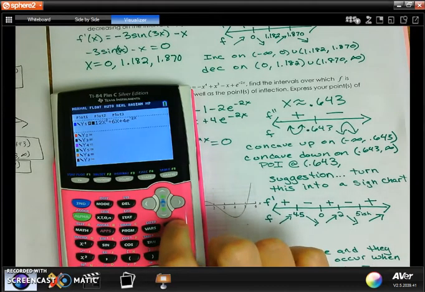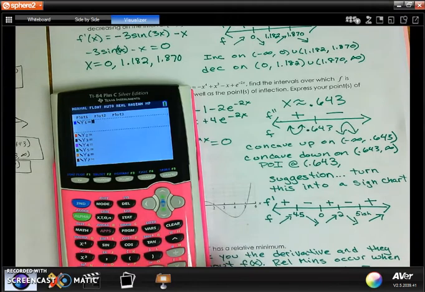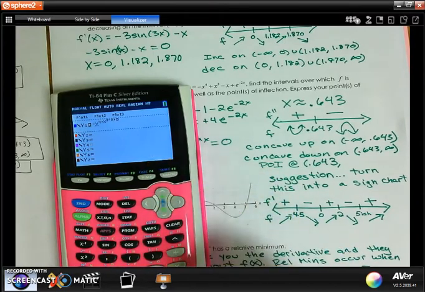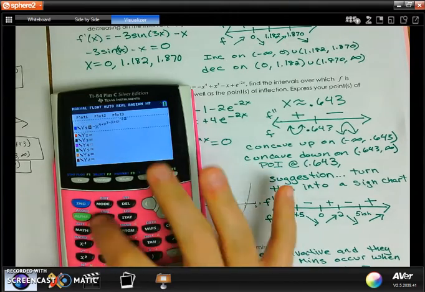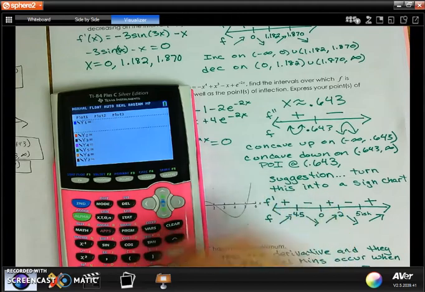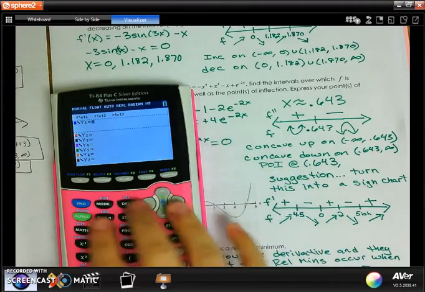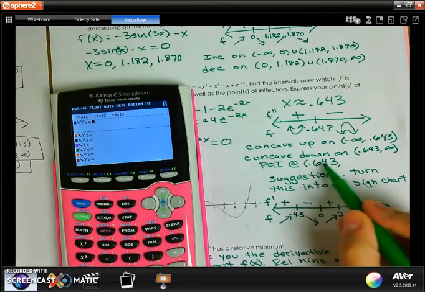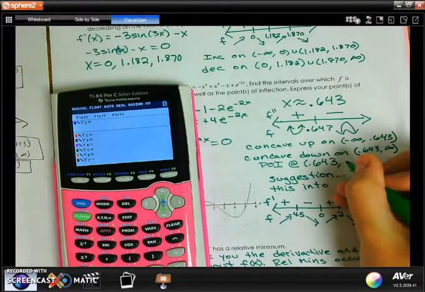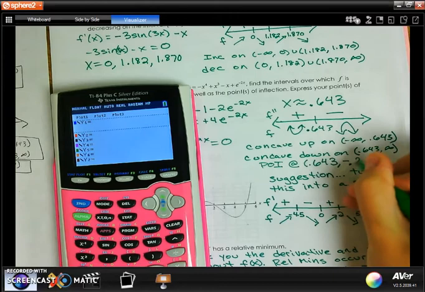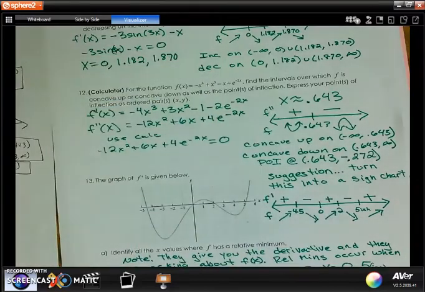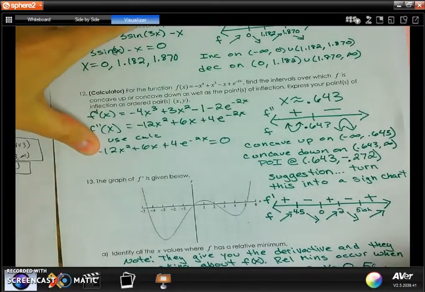Now, how do I get the y value for that point of inflection? What I would do is go back to your y equals and type in the original, negative x to the 4th plus x to the 3rd minus x plus e to the negative 2x. Oh, that's all messed up. Well, I would type that into your y equals, then hit second calc value, and then just type in that 0.643 number. If you do that, you should end up with negative 0.272 as your point of inflection.